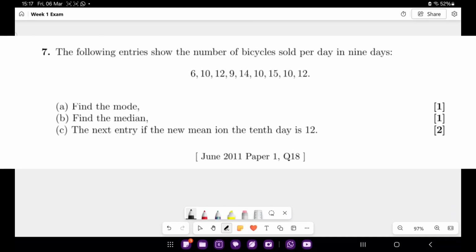C says find the next entry if the new mean on the 10th day is 12. Find the next entry if the new mean on the 10th day is 12.